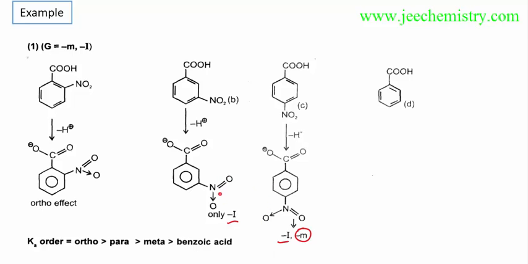But this has a stronger minus I effect because it is nearer. This is the meta position and this is the para position. Ortho, meta, para. If you compare only the minus I effect, then the meta will be more acidic. But the para has the minus M effect, which is the extra point. The mesomeric effect is more dominating than the I effect. That's why the para will be more acidic than the meta position. So para will be more acidic than meta, and last will be benzoic acid.